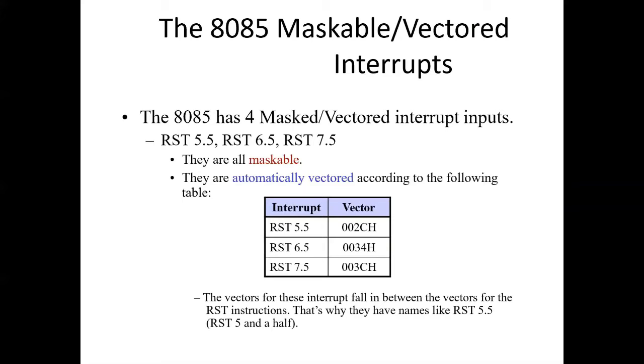RST 5.5 and RST 6.5 internal interrupt signals are activated only when these external interrupt pins are in logic 1 state and the IE flip-flop is in logic 1 state. These interrupts are not masked by the SIM instruction. The 8085 gets interrupted because of the RST 5.5 or RST 6.5 pin only if the following conditions are met.